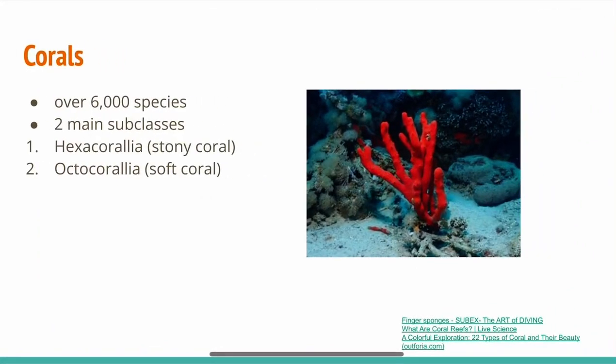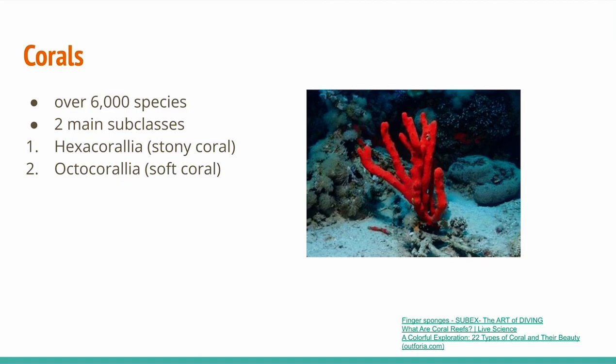When looking more specifically at corals, we know that there are over 6,000 different species. If we want to split this up, we can look at two main subclasses. The first subclass is known as Hexacorallia, or stony coral. The stony corals are the ones that create a hard, durable exoskeleton. This exoskeleton protects their soft sac-like bodies. They are able to create this exoskeleton because they extract calcium carbonate from the seawater.